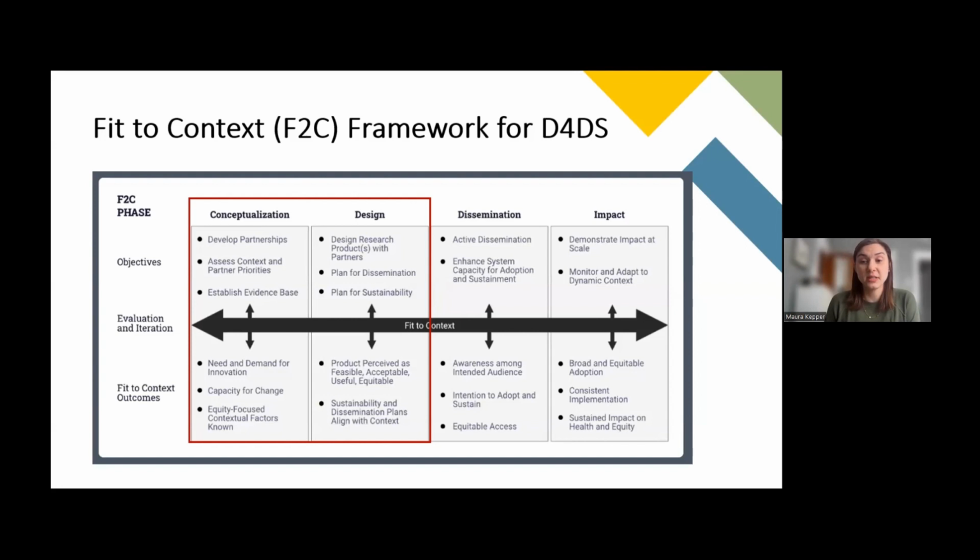And the goal here is to establish a need and demand for your product or your innovation, as well as an understanding of the capacity for change in that context. In the design phase, this includes co-designing your product, and also planning your dissemination and sustainability plan. The idea here is really that we're generating products that are feasible, that can be implemented, that are acceptable, useful, and equitable to our intended audience, and that dissemination and sustainability plans align with our context and our intended audience.